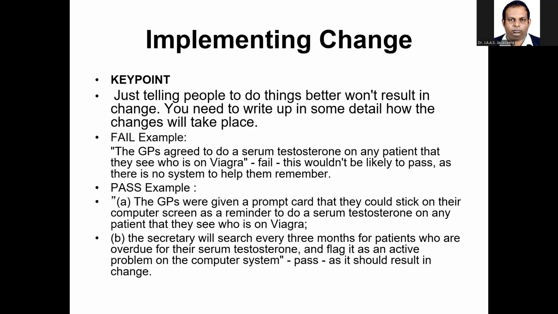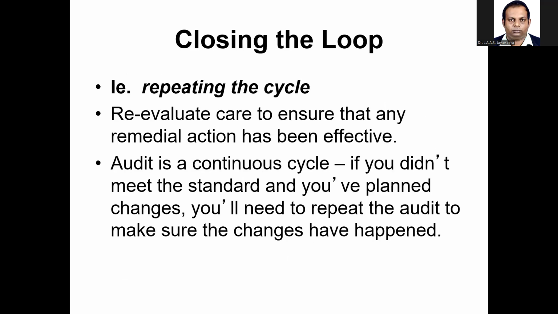A failed example: GPs agreed to do serum testosterone in patients that they see who are on Viagra. But this won't be likely to pass. There is no system to help. The GPs were given a prompt card that they could stick on their computer screen as a reminder to do the serum testosterone on any patients they see who are on Viagra. One example. So that's alerting us.